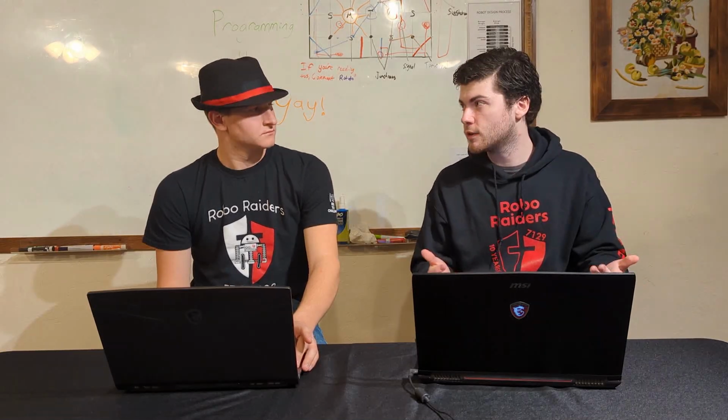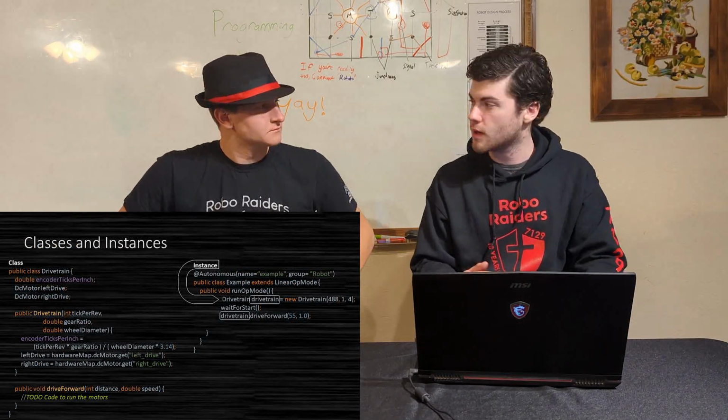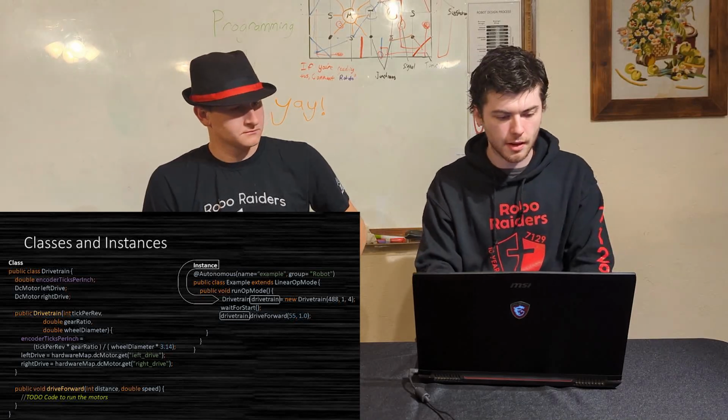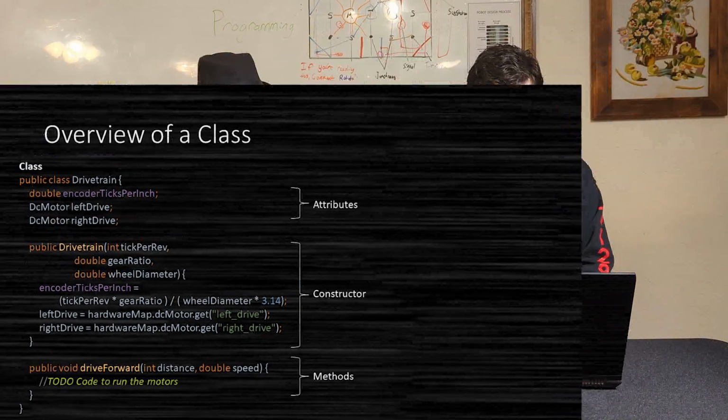That's a pretty high level overview, so let's dig in and take a look at some of the actual parts. Here we have the code for a class on the left and some autonomous code using an instance of that class on the right. We can note that there's a lot more going on with the class than the code that's using an instance of that class, so we'll take a closer look at that. We see three main parts to a class: the attributes, the constructor, and the method.